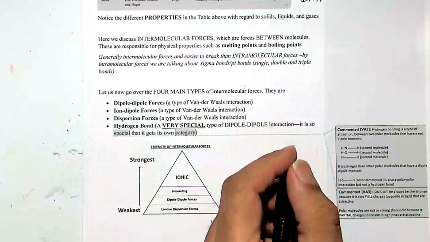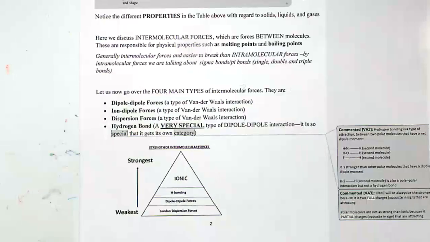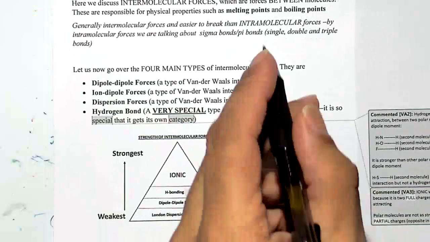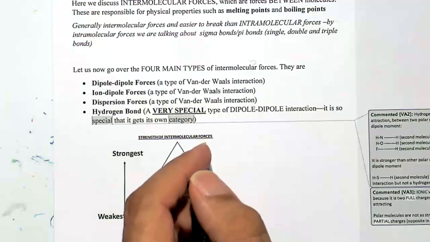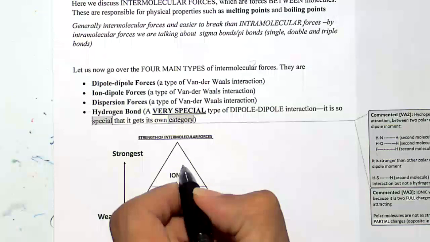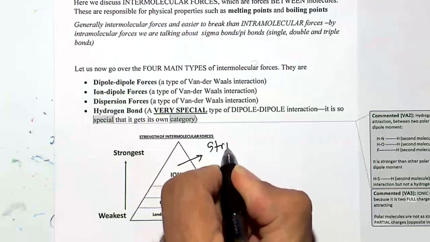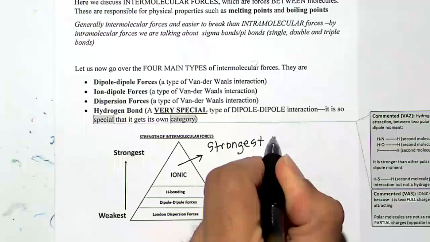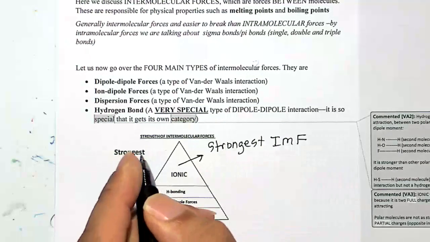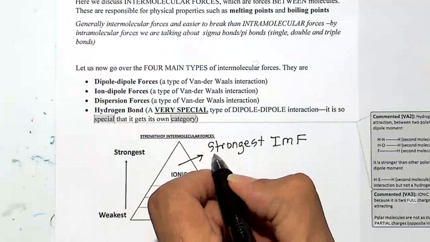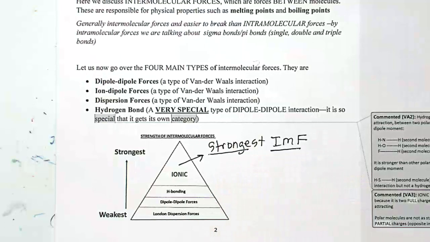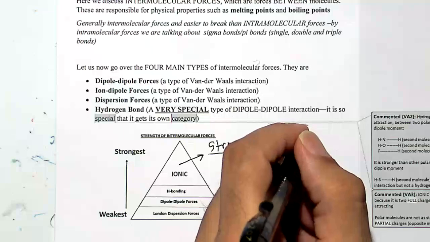Let's go ahead and talk about our IMFs. The first one I want to talk to you guys about is called ionic. This is the strongest IMF. Do you guys remember from Chem 1 what an ionic compound is? What is an ionic compound? It has one metal and one non-metal.